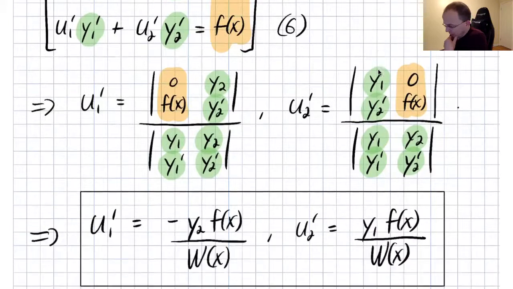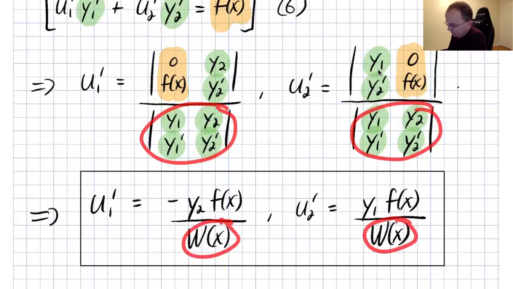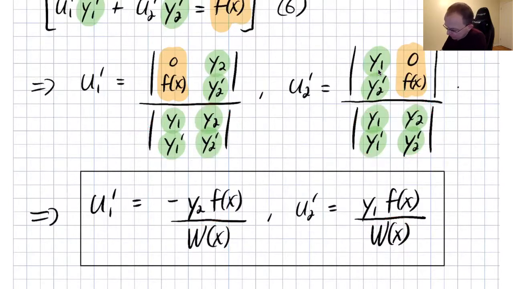Okay, what do we get when we evaluate all these determinants? As I mentioned, the denominator is the Wronskian, so I just write W of x there. The numerator is going to be 0 times y2 prime, which is 0, minus y2 times f of x. So we get minus y2 f of x. And then for u2 prime, we get y1 times f of x minus 0 times y2 prime. And so we end up getting y1 times f of x. And that is it right here.